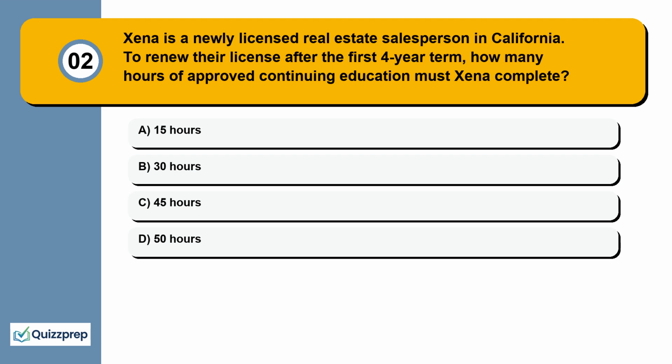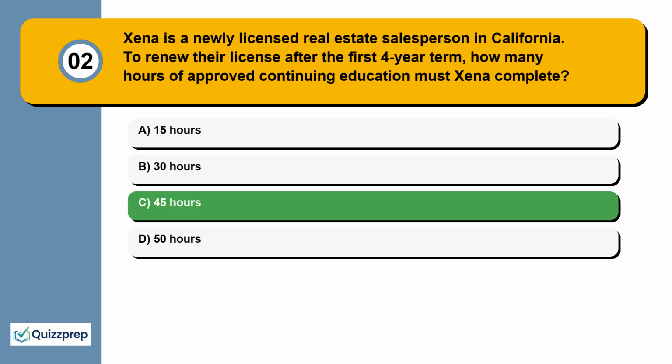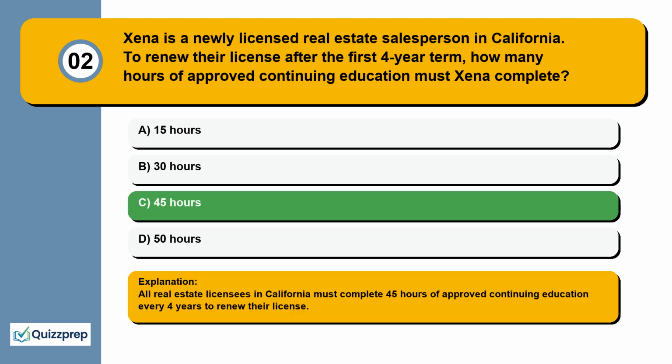Question 2. Zena is a newly licensed real estate salesperson in California. To renew their license after the first 4-year term, how many hours of approved continuing education must Zena complete? 15 hours, 30 hours, 45 hours, 50 hours. All real estate licensees in California must complete 45 hours of approved continuing education every 4 years to renew their license.